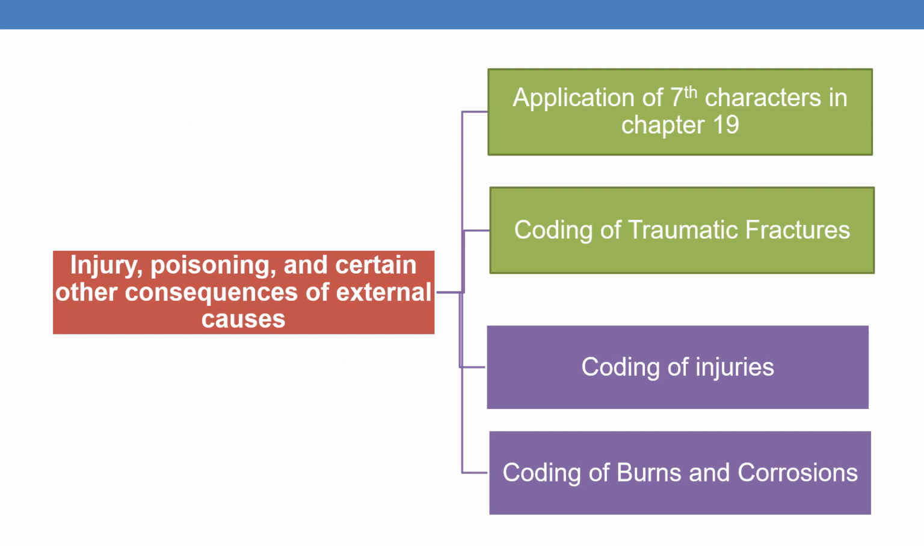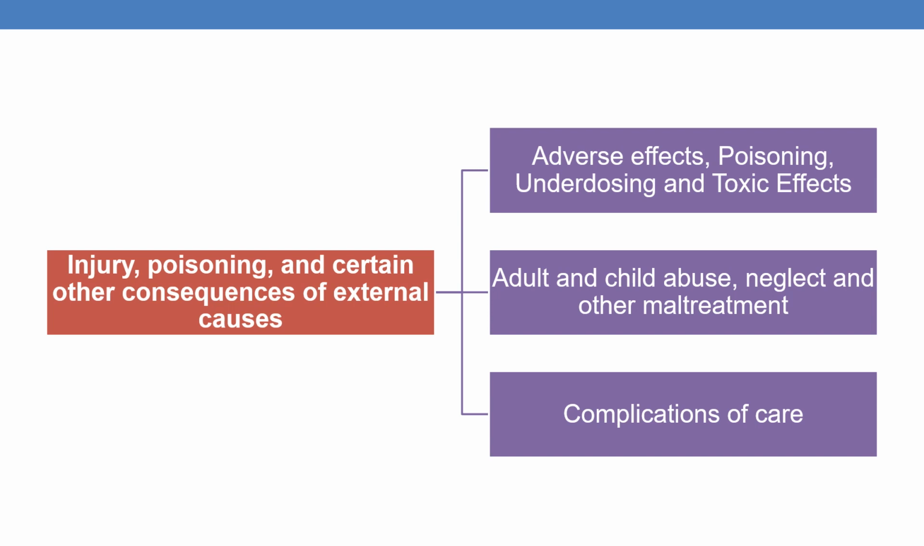Now, the various guidelines that are covered under chapter 19 are: the first one is application of 7th character in chapter 19 codes. This we will cover in this session. Next is coding of traumatic fractures. Even this will be covered here. The next guidelines are coding of injuries, coding of burns and corrosions, adverse effects, poisoning, underdosing and toxic effects, adult and child abuse, neglect and other maltreatment, and complications of care. These are the various guidelines that are covered under chapter 19.